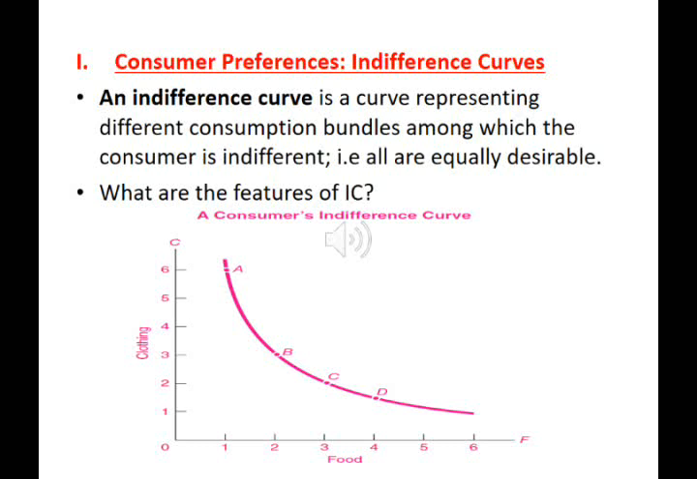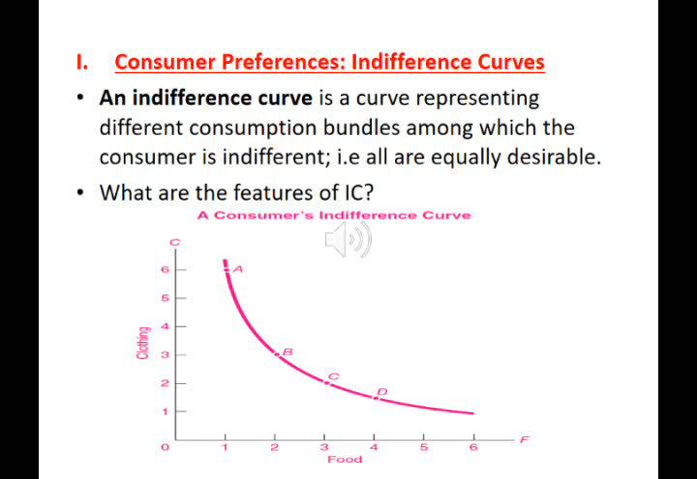As you can see from this graph, moving from point A to point B, you will be willing to give up 3 units of clothes in order to get 1 extra unit of food. So moving from A to B, the consumer will be willing to give up 3 units of clothes in order to consume 1 more unit of food. This is the marginal rate of substitution between points A and B.